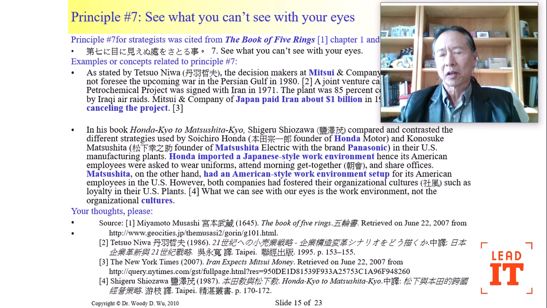You want to see the culture. Pretty much like if you are a leader, you want your subordinate to achieve a goal. You don't want to micromanage. You need to allow your subordinate to do it in his or her own way, as long as that's ethical and as long as that can achieve the goal.